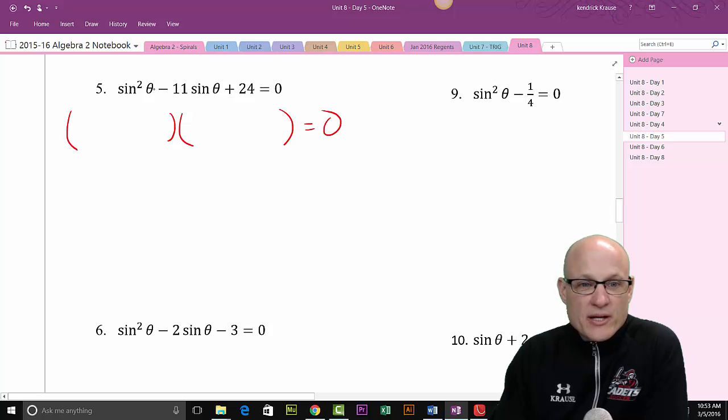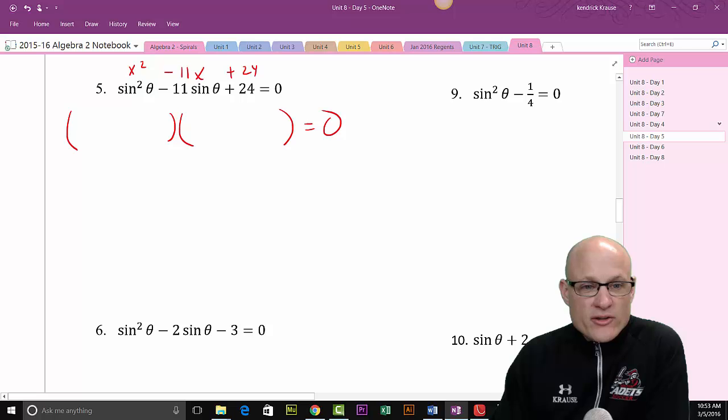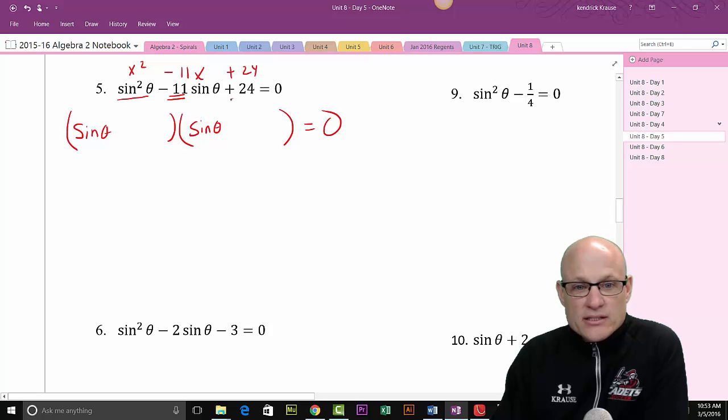Now, if you want to think about this as really being x squared minus 11x plus 24, don't think about the sign here, that's okay. But when I want to see your factoring, I expect you to see sine of theta and sine of theta. Those two multiply to give me sine squared. Now it's the same thing: I got to come up with a way to multiply to 24 and add up to negative 11.